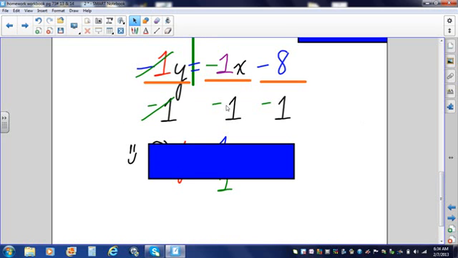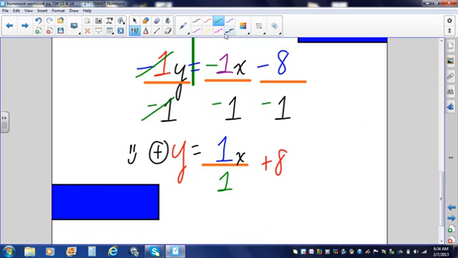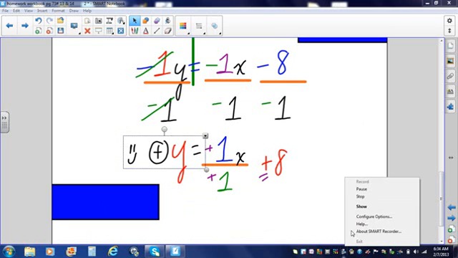A negative 1 divided by a negative 1 is going to give me a positive 1. So I'm just going to leave this positive 1 over 1. A negative 8 divided by negative 1 is going to give me positive 8. Look, now mom's happy because y is positive.